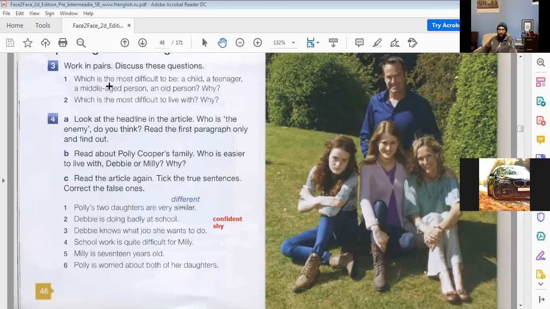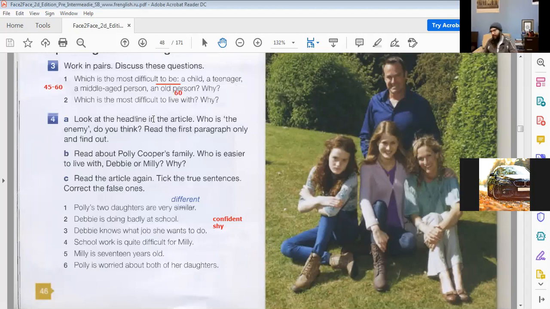So let me explain this question. Here they want the most difficult to be. So they're talking about us. In your opinion, which is the hardest? Is it to be a child, a teenager, a middle-aged person, or an old person? Let me explain what middle-aged means. In English, usually middle-aged is maybe 40 to 60. Maybe 45, not 40. We can say someone who is 45 to 60 is middle-aged. If it's more than 60, we can say old. Someone more than 60 is old.